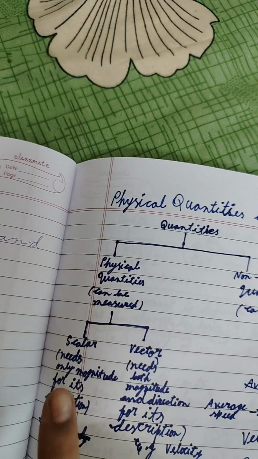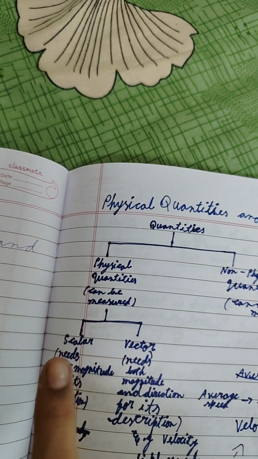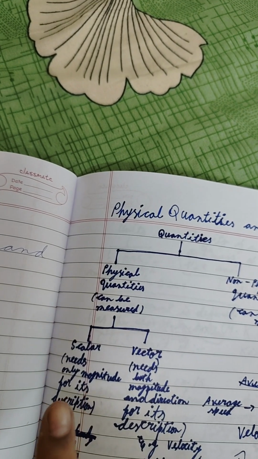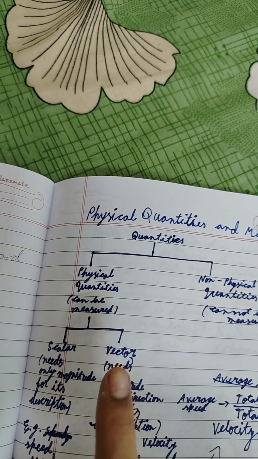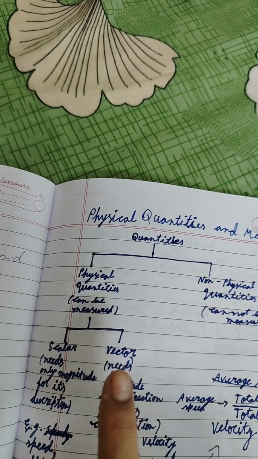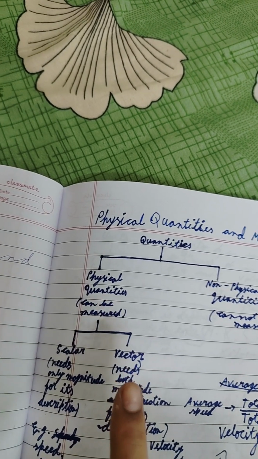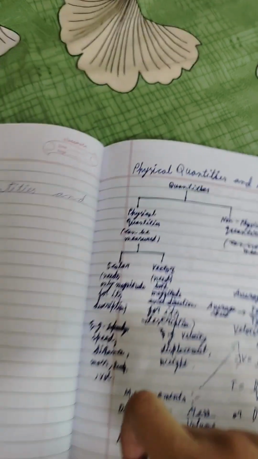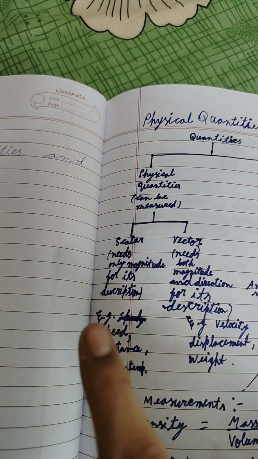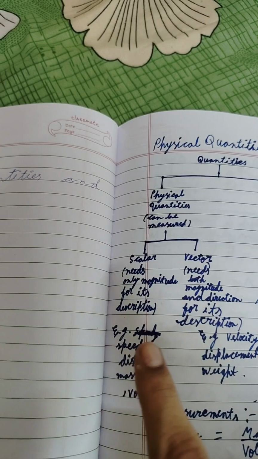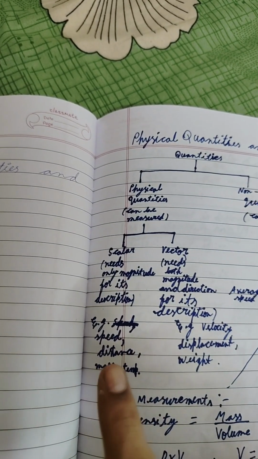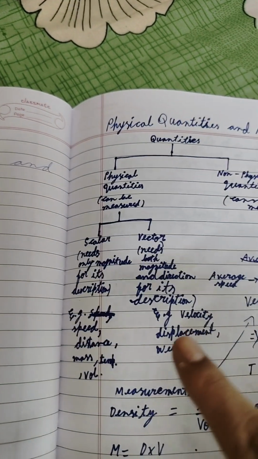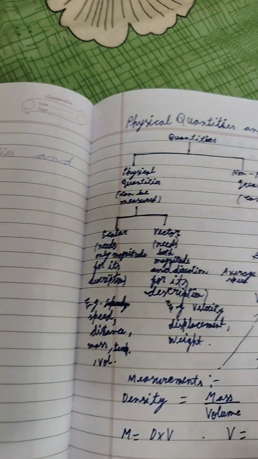A scalar quantity is a physical quantity that needs only magnitude for its description. And a vector quantity is a physical quantity that needs both magnitude and direction for its description. For example, scalar quantities: speed, distance, mass, temperature, volume. And some examples of vector quantities: velocity, displacement, weight.